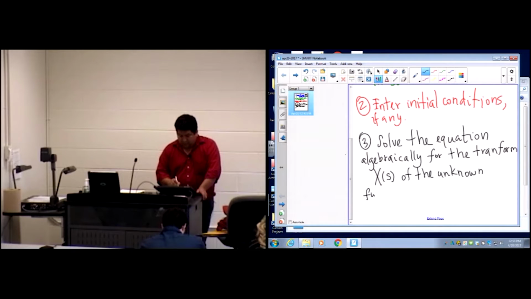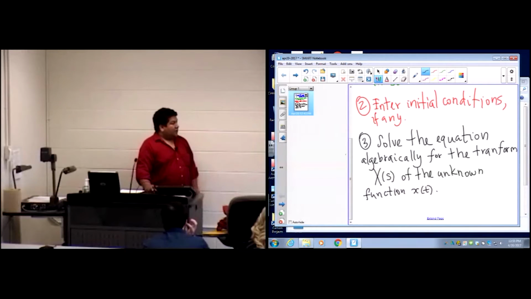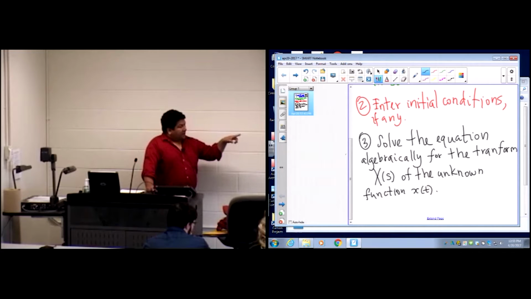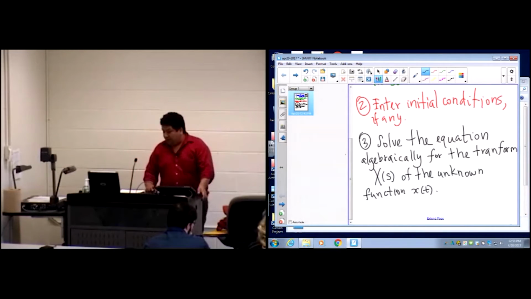In the last step, here's step number 4, we go backwards. Invert big X of S to find little x of t.